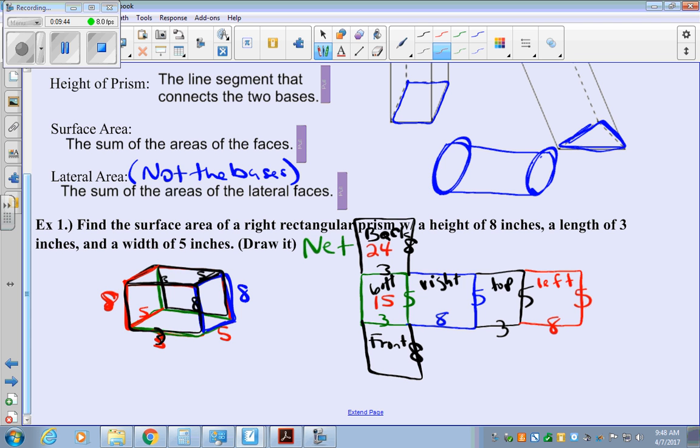Andrew, area of the front. Let's circle it so you guys see. Katie, area of the right-hand side. 8 times 5. 40. Okay. And then Peter, area of the top, 3 by 5. 15. And then Kai, area of the left.